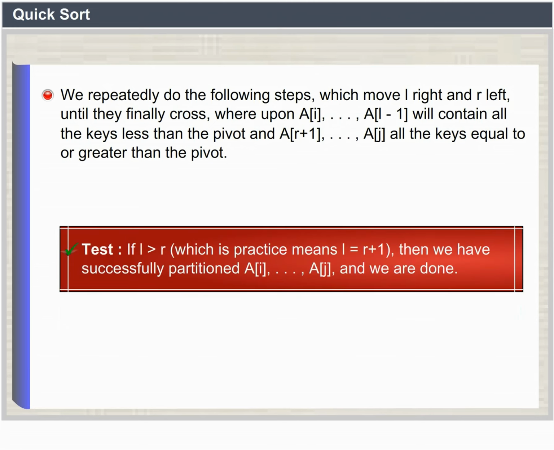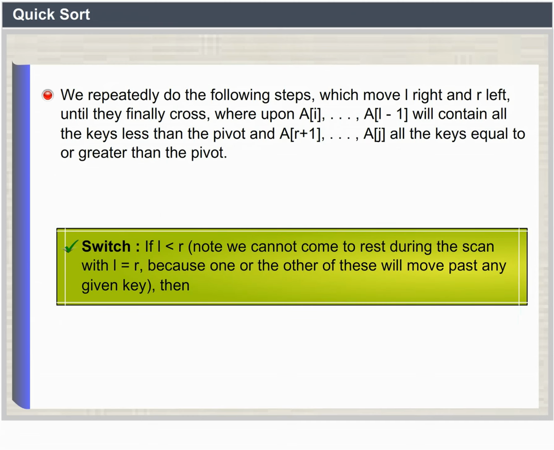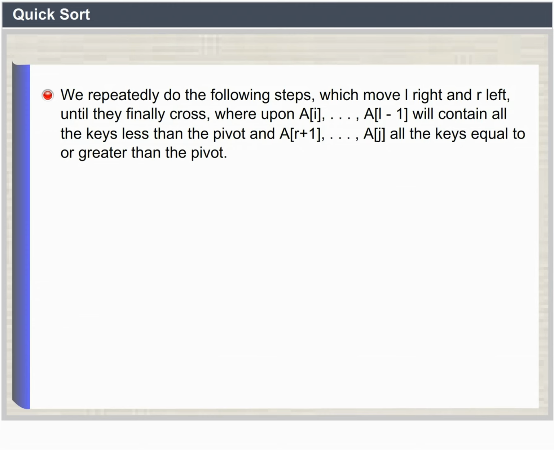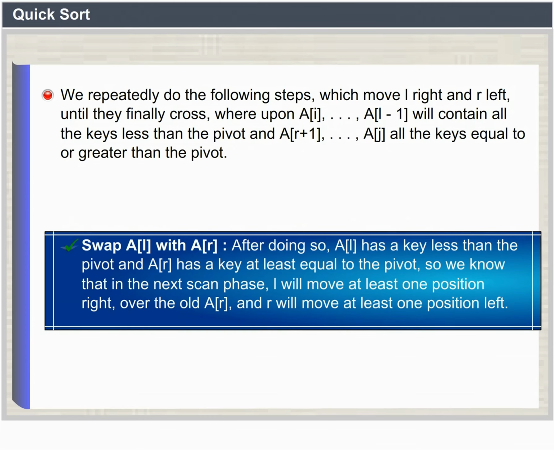Test: if L is greater than R, which in practice means L equals R+1, then we have successfully partitioned A[i] to A[j] and we are done. Switch: if L is less than R, note we cannot come to rest during the scan with L equals R, because one or the other of these will move past any given key. Then swap A[L] with A[R]. After doing so, A[L] has a key less than the pivot and A[R] has a key at least equal to the pivot. So we know that in the next scan phase, L will move at least one position right over the old A[R], and R will move at least one position left.